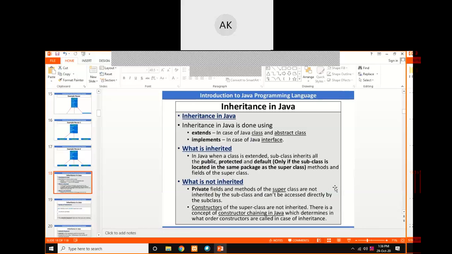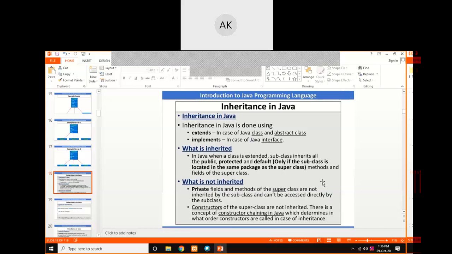So to achieve all these inheritances, some of them we can achieve by means of the extends keyword, and some we can achieve by means of the interface. Whenever we use the interface, we are supposed to use the keyword implements, right? Then what is inherited? In Java, when a class is extended, the subclass inherits all the public, protected and default methods and fields of the superclass. Whereas what is not inherited? Private fields and methods of the superclass are not inherited by the subclass, right?